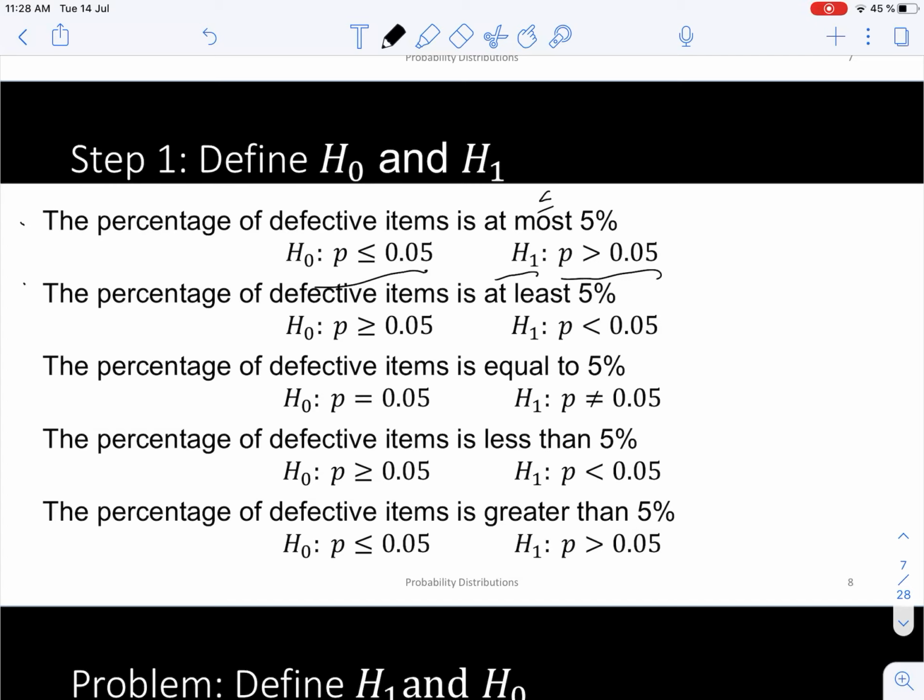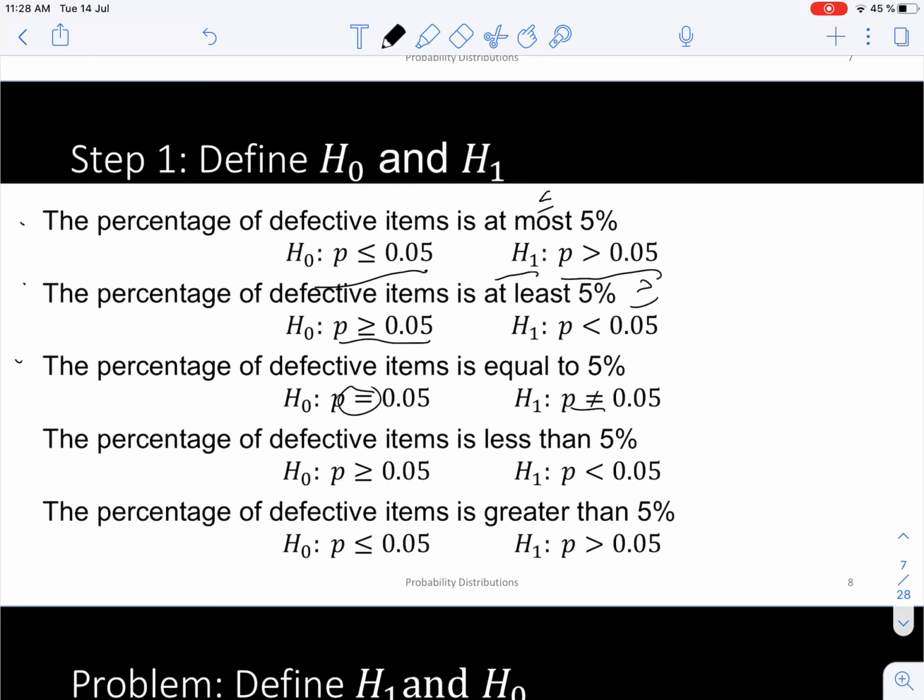Second example, the percentage of defective items is at least 5%. So this is greater equal, right? The equal sign is included, so we define first the null hypothesis. The third one, the percentage of defective items is exactly equal to 5%. So equal sign, it goes straight to the null hypothesis. And of course the complement is the alternative hypothesis.